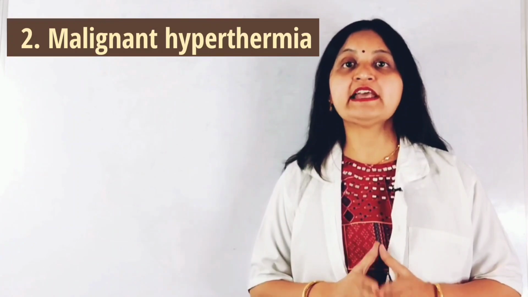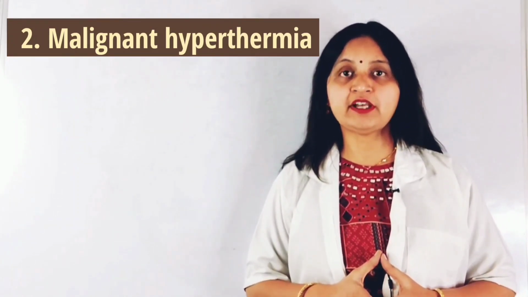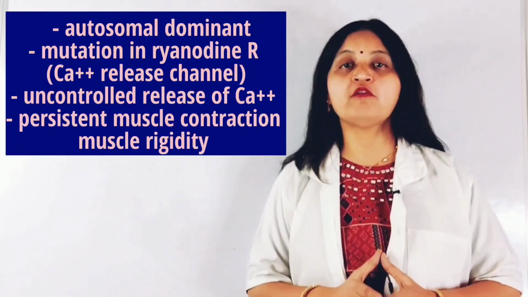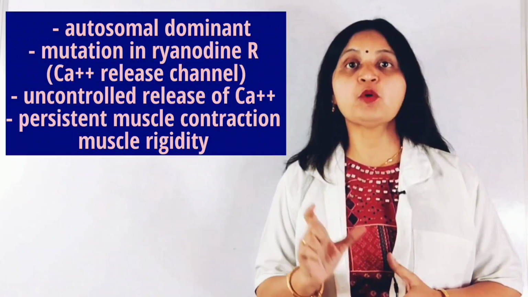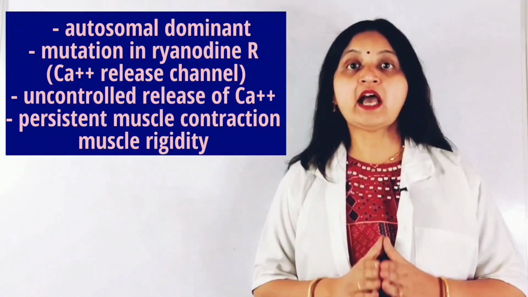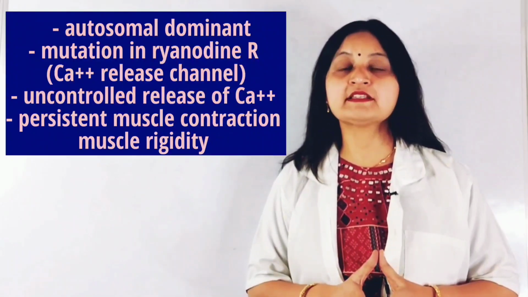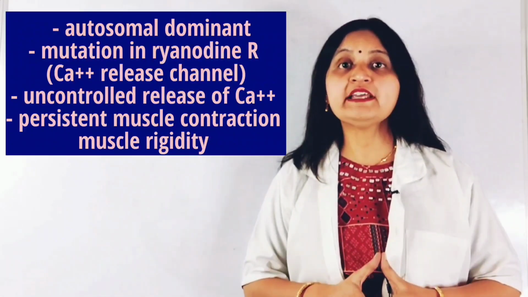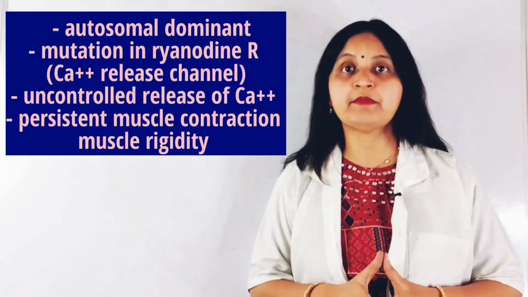The next adverse effect is malignant hyperthermia. It is an autosomal dominant condition in which there is mutation of the ryanodine receptor or the calcium release channel of the sarcoplasmic reticulum, causing uncontrolled release of calcium into the cytoplasm of the muscle fiber. Increased release of calcium causes persistent contraction of the skeletal muscle, causing muscle rigidity.